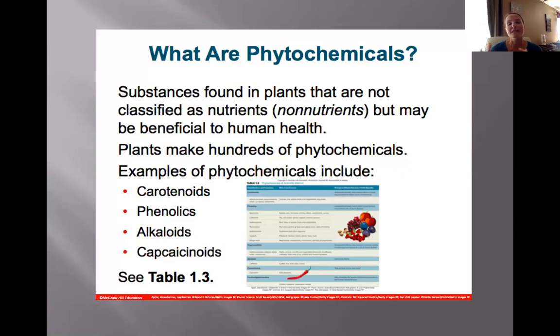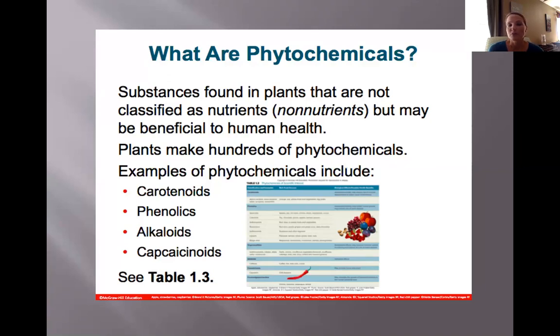So, and then non-essential nutrients, just one little thing about that is that we don't have to consume them in our diet. Our body can make them. And we have a few vitamins that can be made by the body, but most of our vitamins and minerals we have to consume ourselves.